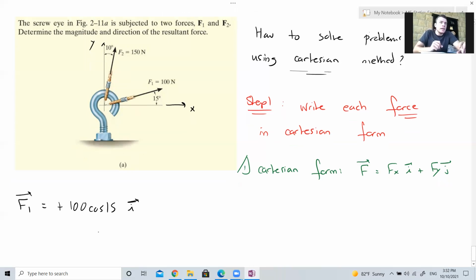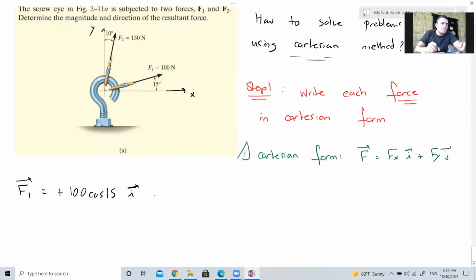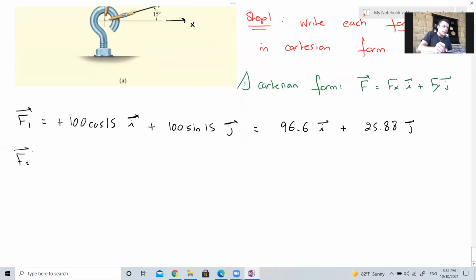Okay. What about the j? It's 100 sine 15. If you calculate this, the first one comes out to 96.6 i plus 25.88 j. Understood? Yes.